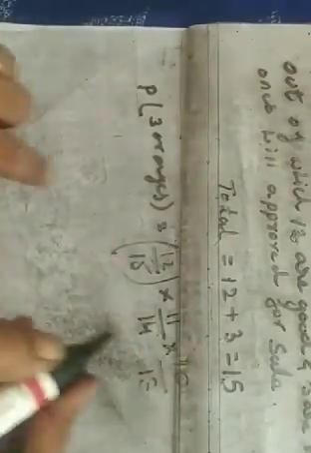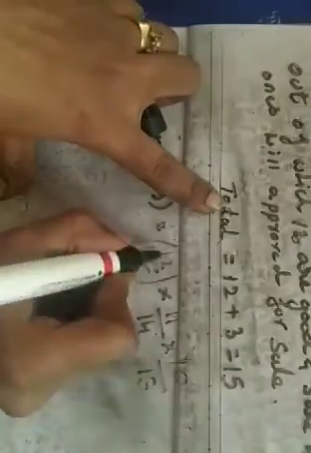Divided by 14 oranges, which becomes 13, isn't it? So how will you cancel?